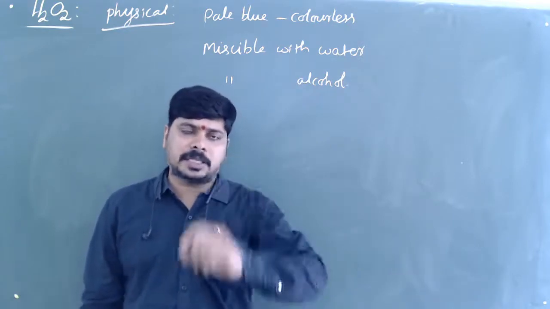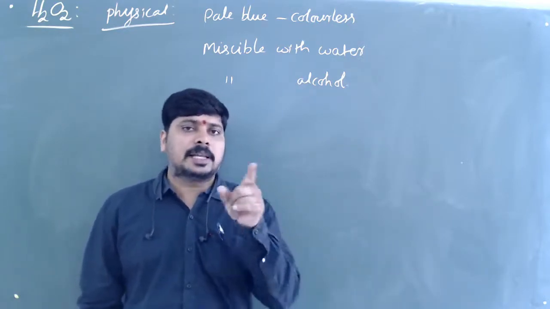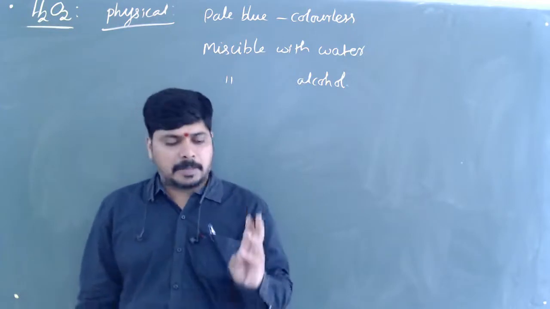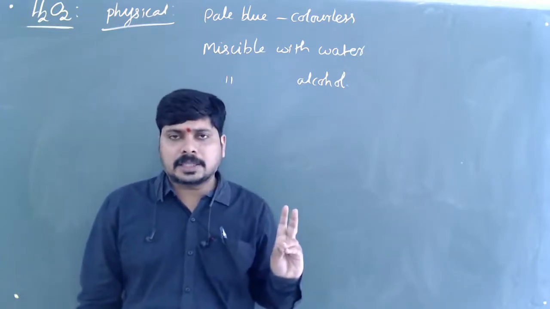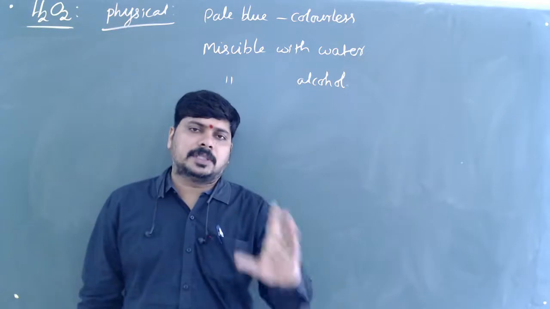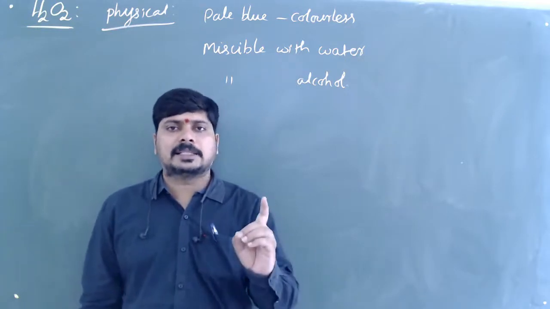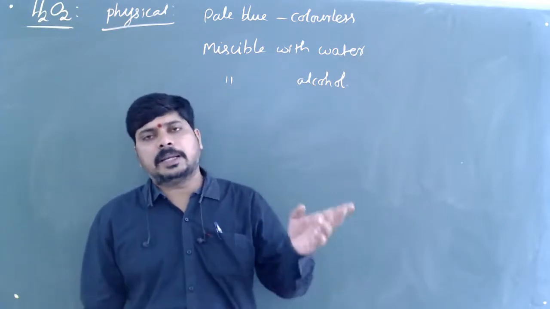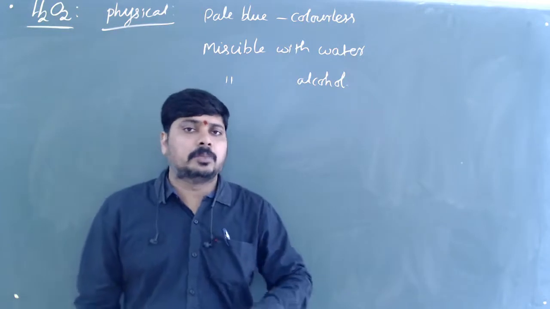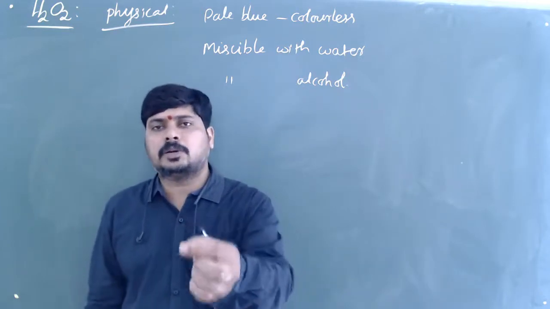Melting point I already said is also lesser for hydrogen peroxide. Melting point, dielectric constant, and the conductivity: these three properties are lesser for H2O2. The remaining properties are all going to be more for hydrogen peroxide only.